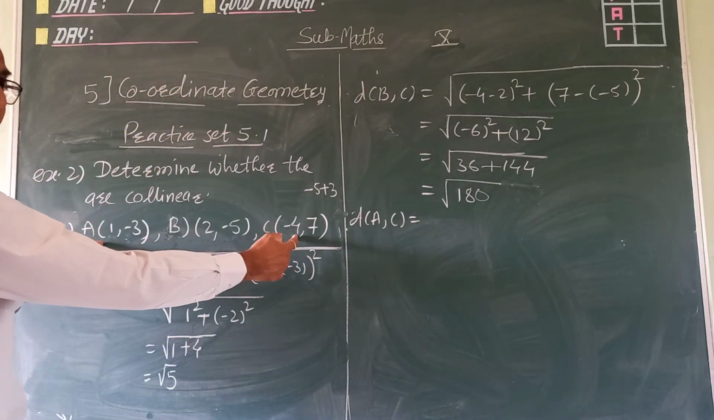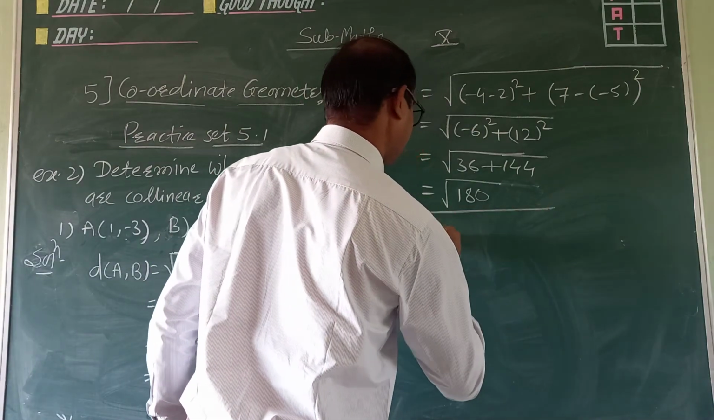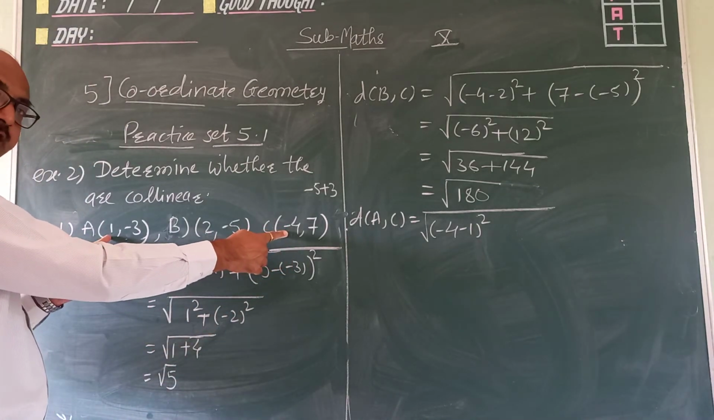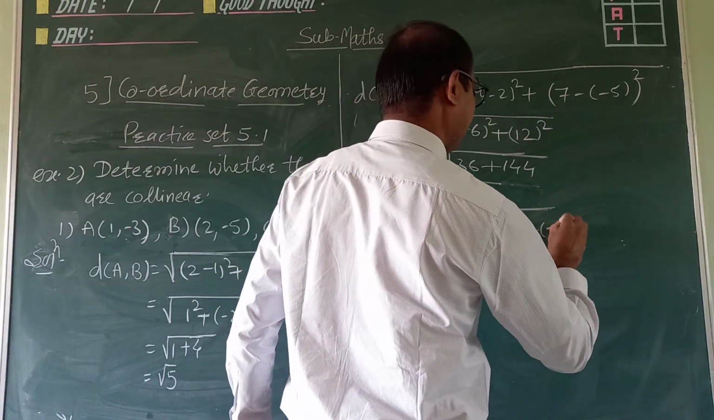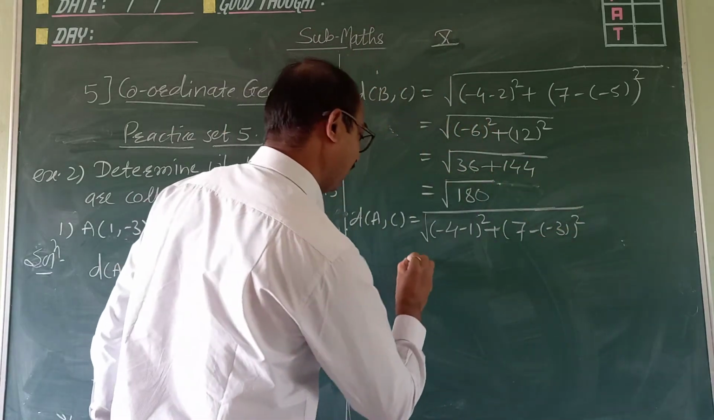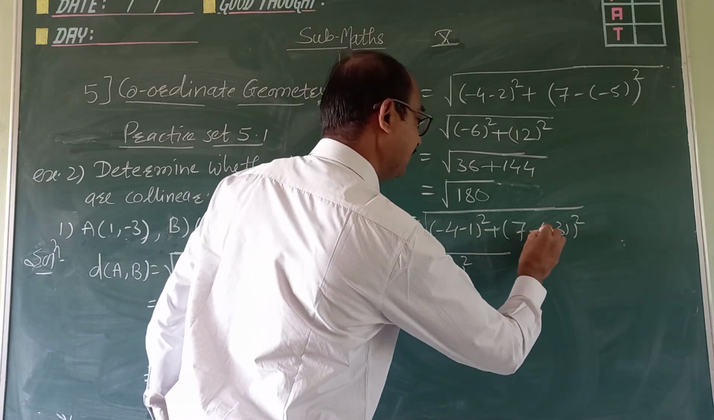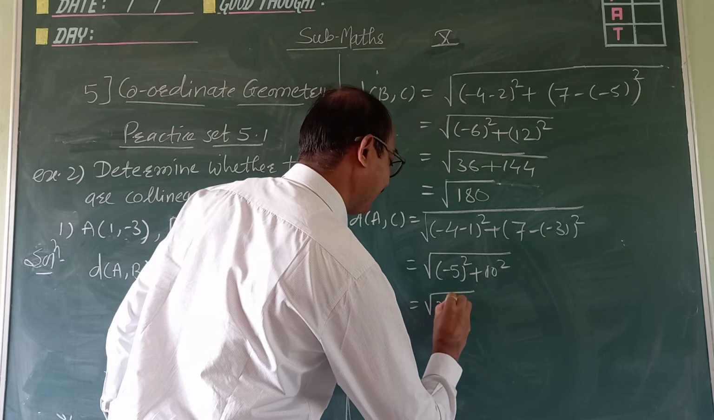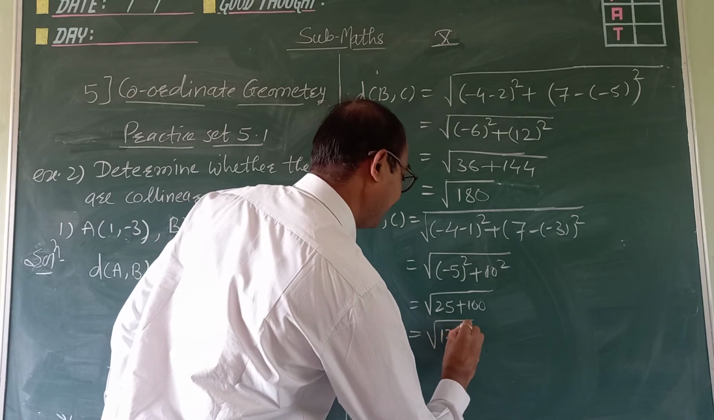Last one, AC. Minus 4, minus 1, bracket square. You already have the minus sign, so you have to keep it, and the second quantity you have to subtract: 7 minus minus 3. That sign is very important. If you write the sign wrong, then your answer comes wrong. So here we get minus 4 minus 1, which is minus 5, bracket square, and 7 minus minus 3 is plus 10 square. Okay. Minus 5 square is 25, this is 100. So it is 125.